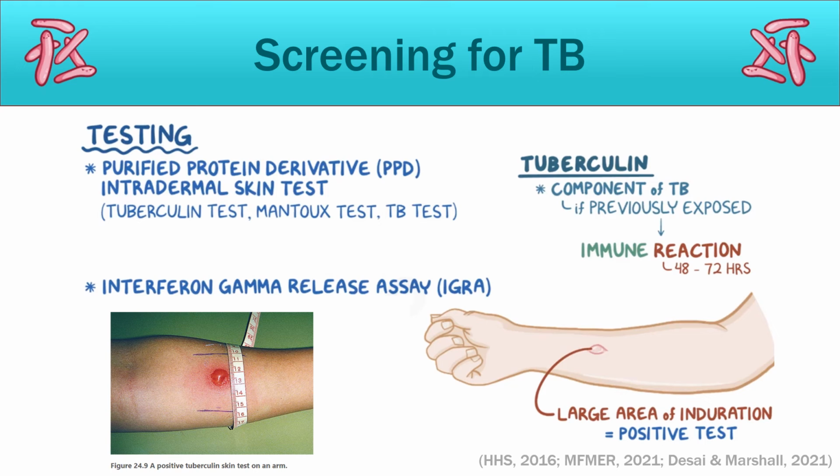Also, it's important to remember that if a person has been screened, whether using the PPD test or an IGRA test, anyone with a positive result will typically be sent for a chest x-ray to look for signs of active tuberculosis disease.